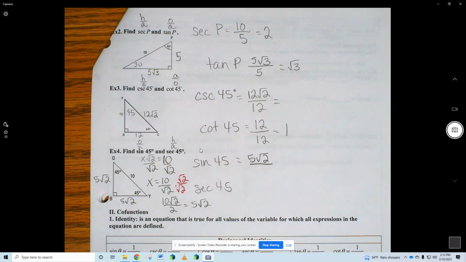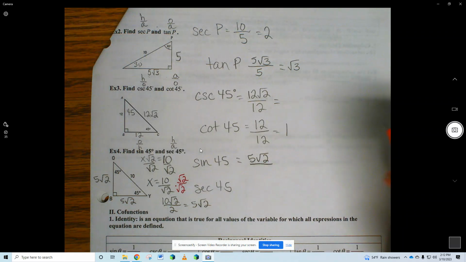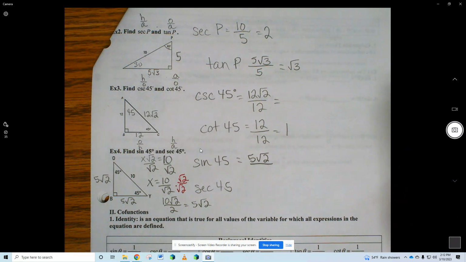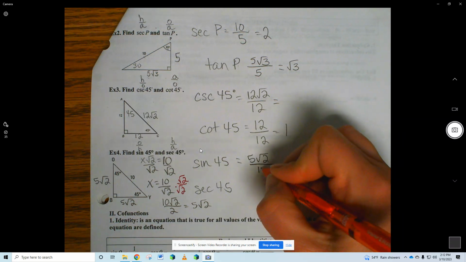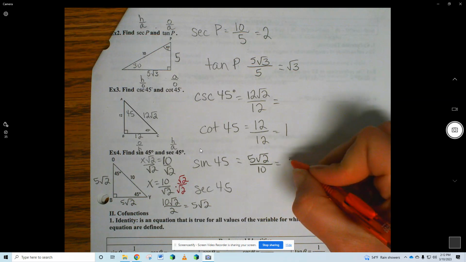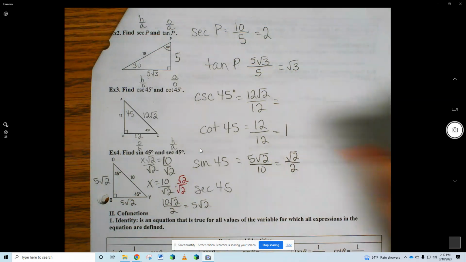Over hypotenuse. So 5 rad 2 is my numerator. The hypotenuse is my denominator. The hypotenuse is 10. Rad 2 over 2.